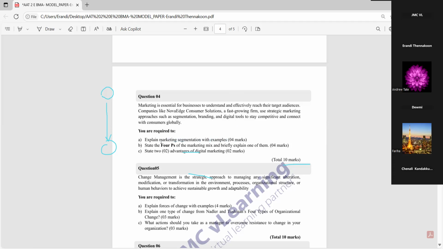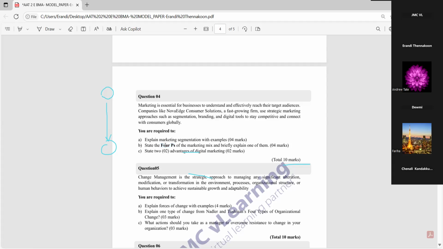At least you will get 1 or 2 marks for the explanation, and the rest of the marks would be for the examples. So remember to give examples. Create your own examples. Then the next part is state 4 P's of marketing mix. Briefly explain one of them.